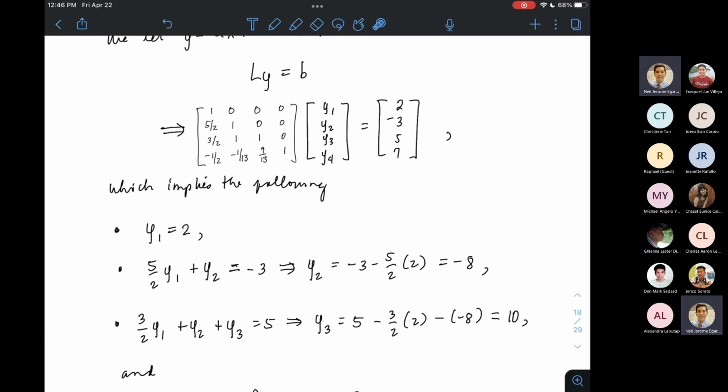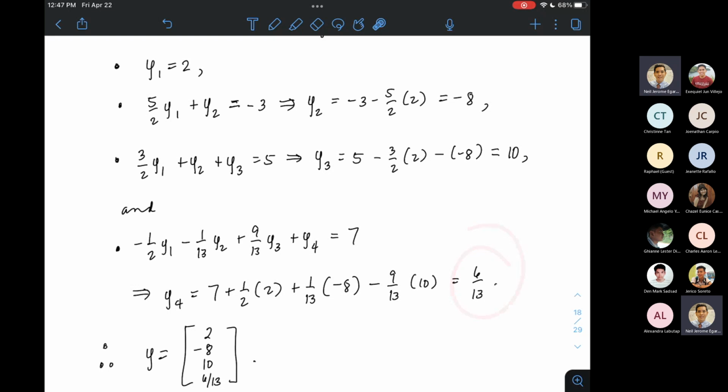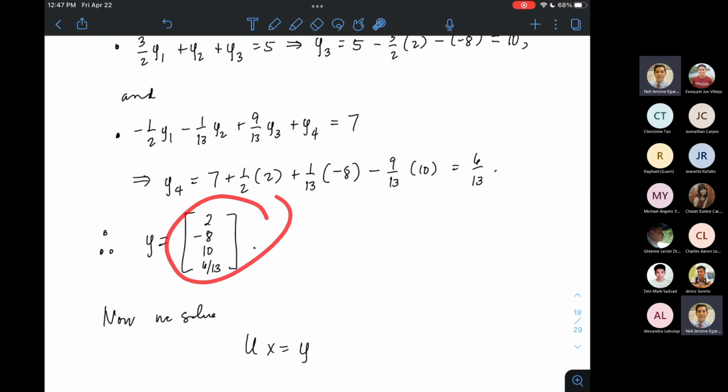Tapos alam ko na si y1 saka si y2. So, ngayon, ito, i-multiply ko nito, makukuha ko itong mahabang equation na ito. Pero no problem because we know y1 and y2 already. So, plug their values in, and then you can easily compute for y3, and you'll see that it's equal to 10. Okay? Tapos ganun din dun sa dulo. Essentially, you'll get 6 over 13. Sana tama yung fractions ko rito. Alright? So now we know what the vector y is. The vector y is given by this guy.